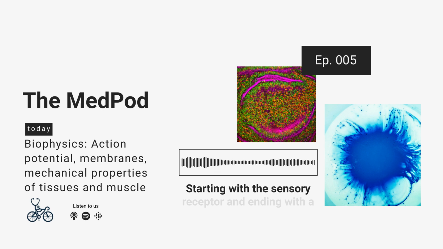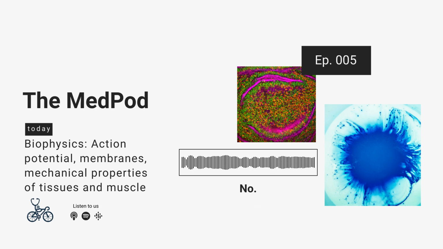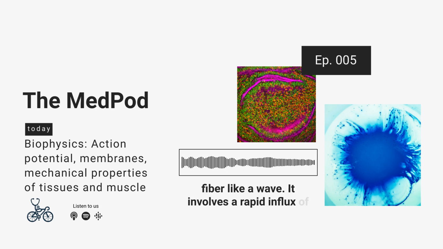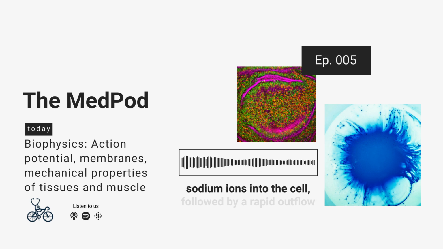Precisely. Starting with the sensory receptor and ending with a signal being sent along the nerve. The action potential itself is a rapid change in the membrane potential that travels down the nerve fiber like a wave. It involves a rapid influx of sodium ions into the cell, followed by a rapid outflow of potassium ions.